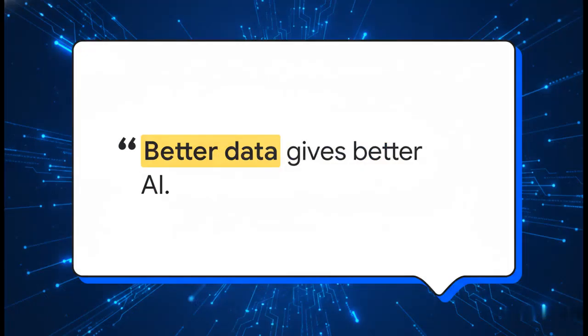So the crucial point we really want to land on is summarized in this one simple quote. Better data gives better AI. It's the golden rule of this entire Day 24 module. You can have the most complex, brilliant algorithms in the world, but their intelligence is entirely capped by the clarity and quality of the information you give them.